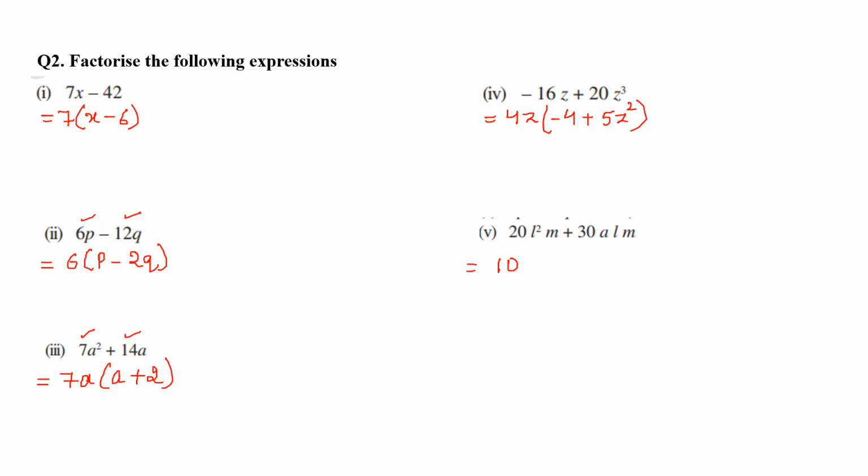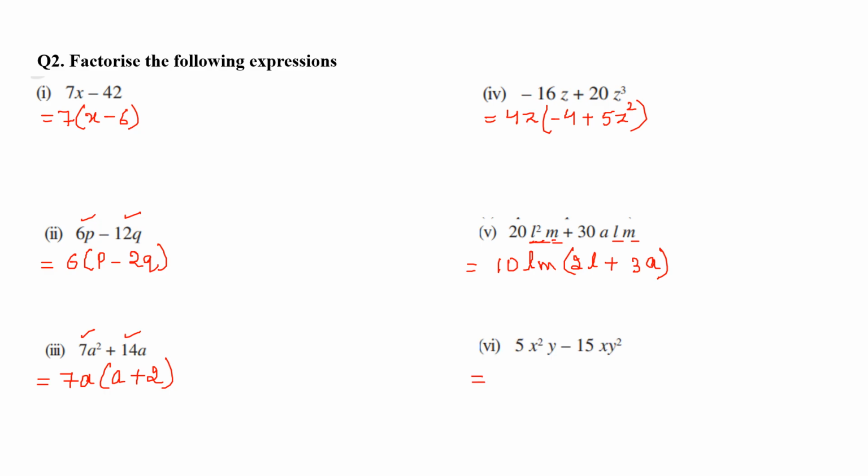Now the fifth question. The highest common factor of 20 and 30 is 10. And you can see variables L and M are both present in both the terms. So you have to see the lowest power of the variable. The lowest power of L is 1, and the lowest power of M is also 1. So 10LM will be common. From the first term, if you take 10LM common, you will be left with 2, because 10 into 2 gives 20. And in the second term it will be 3.